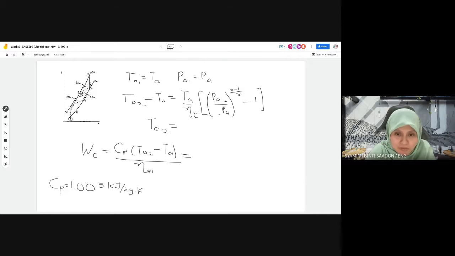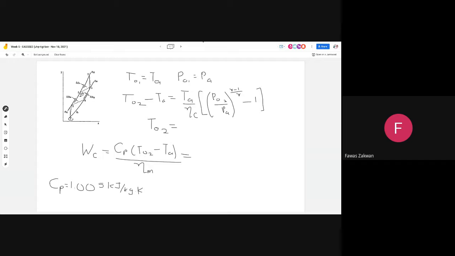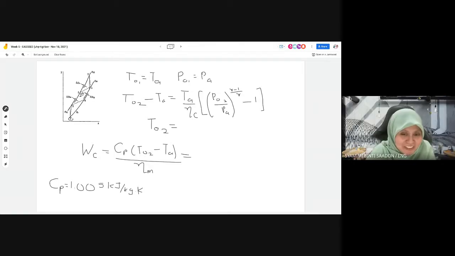How much temperature did you get just now? Maybe I ask Tengku Fawaz, did you calculate this temperature? Sorry doctor, still calculating. Okay, no problem. You can calculate the temperature and then the compressor work. This is 0.99. For TO2, we use the value that we get. Ambient is TA, 288 Kelvin.